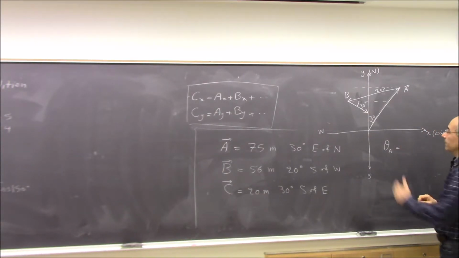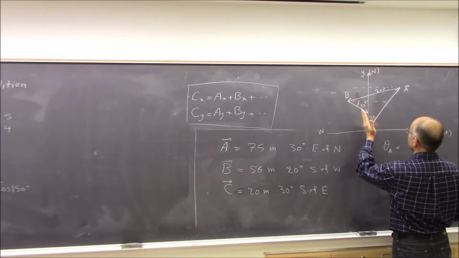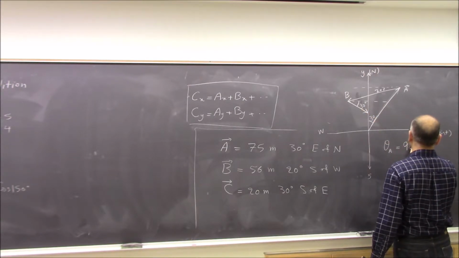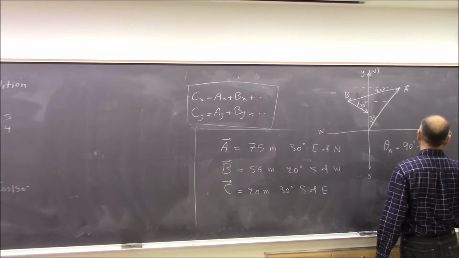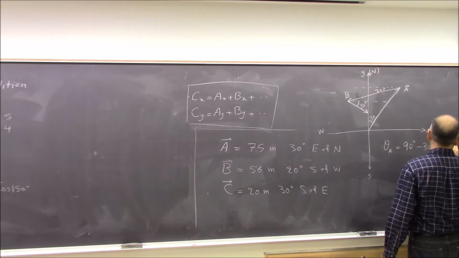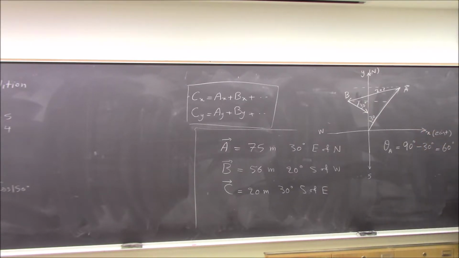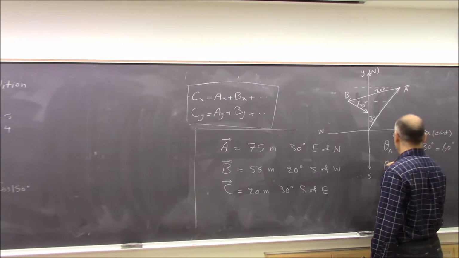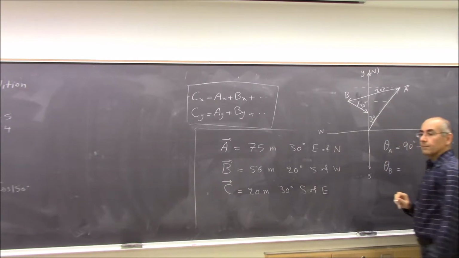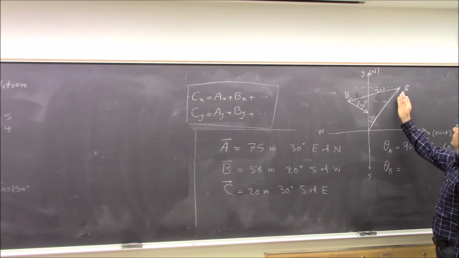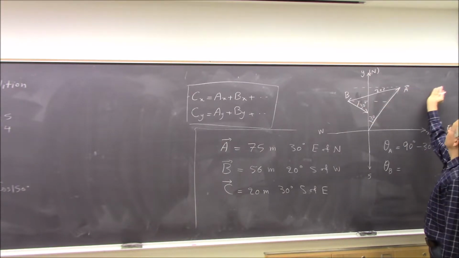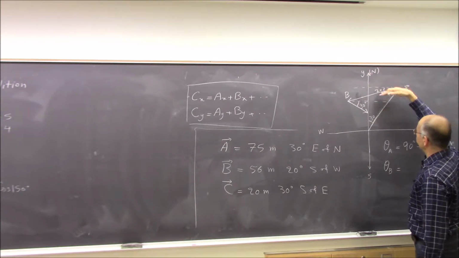60 degrees. From the positive x direction to this is 90 minus 30, which is 60 degrees. What is the standard angle for B? 200. For B it is this one. It goes from here, 180 plus 20.